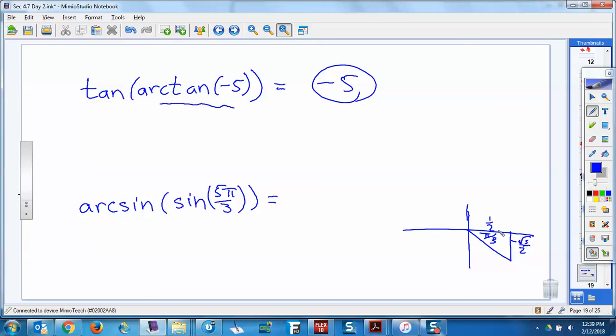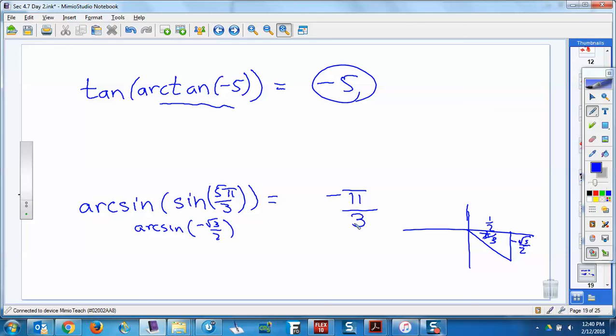So look, sine of 5 pi thirds. So here's 5 pi thirds down here, right? Fourth quadrant. Sine is -√3/2. So if you wanted to, you could say, okay, this is going to be -√3/2. You don't even have to write that in there. What's the arc sine of -√3/2? Well, it's this angle right here. But we're not going to write 5 pi thirds, are we? What are we going to write?